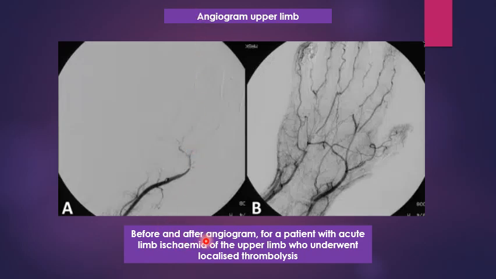Okay, this is an arteriogram of the upper limb from a patient with acute ischemic obstruction in the upper limb who underwent local thrombolysis. That means you inject thrombolytic agent into the artery where the block is. The block is here. So after your infusion of thrombolytic agents, then you see the limb becomes revascularized. Okay, so this is before thrombolysis. This is after thrombolysis.